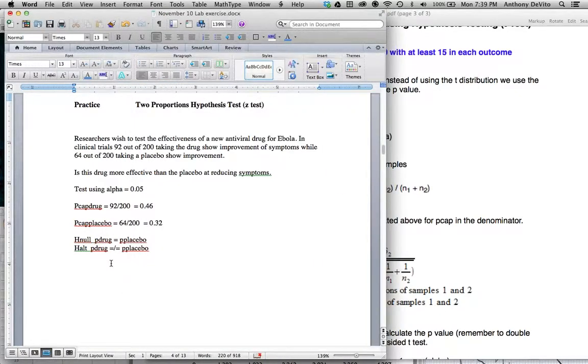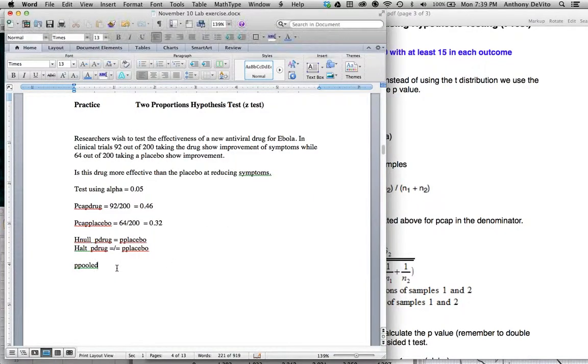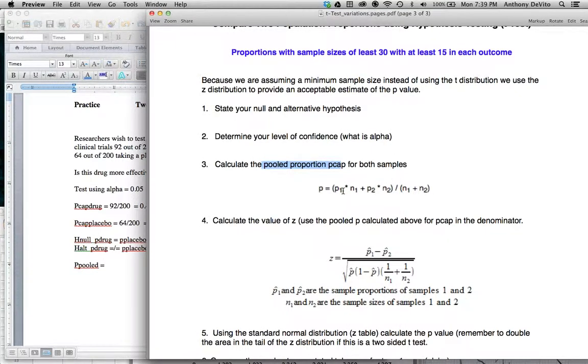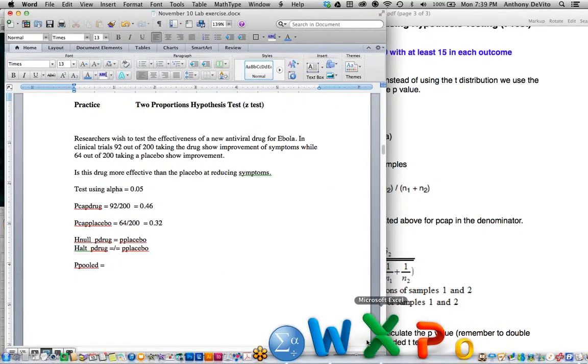My P cap pooled, my P pooled. It's like a tongue twister here. P pooled is equal to P1 times N1 plus P2 times N2 over N1 plus N2. That's actually really P cap 1 and P cap 2. Okay, so let's calculate that. I'm going to bring up Excel and do it in there.